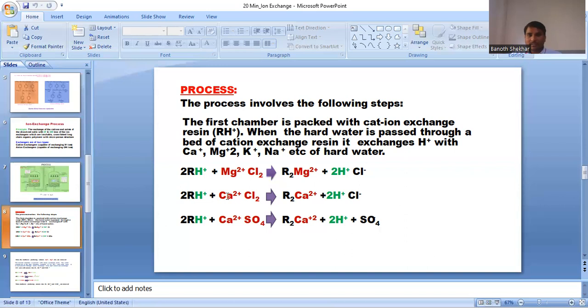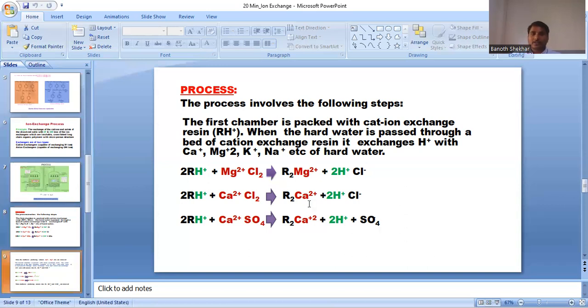Like that also, the remaining also, if calcium chloride we are taking, the calcium is bound with the cation exchange chamber and H plus is releasing. Like this, in the first chamber, all kinds of cations are replaced by the H plus ions.